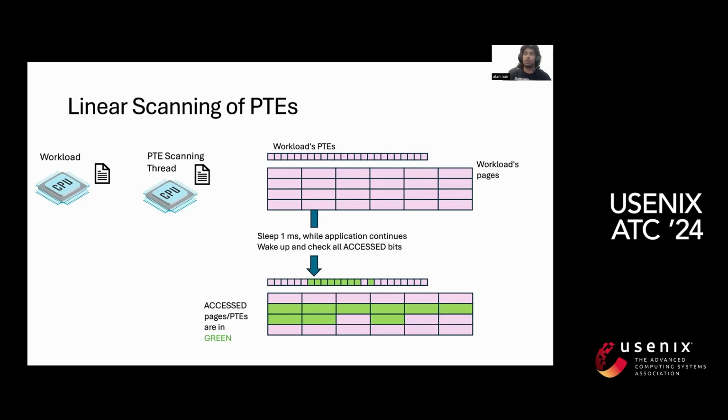In the figure shown, those pages are highlighted in green along with their corresponding page table entries. Then this thread also resets the access bit to 0 in every entry it scans during the first scan itself. And this enables it to catch accesses over the next millisecond. Several Linux kernel algorithms for page management, such as KSTLD and MGLRU, rely on this approach.